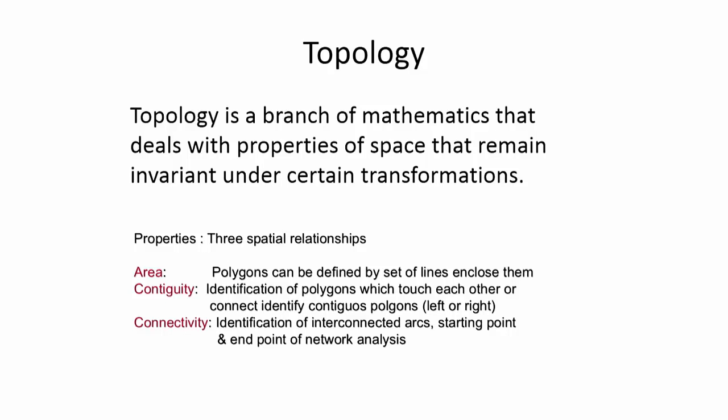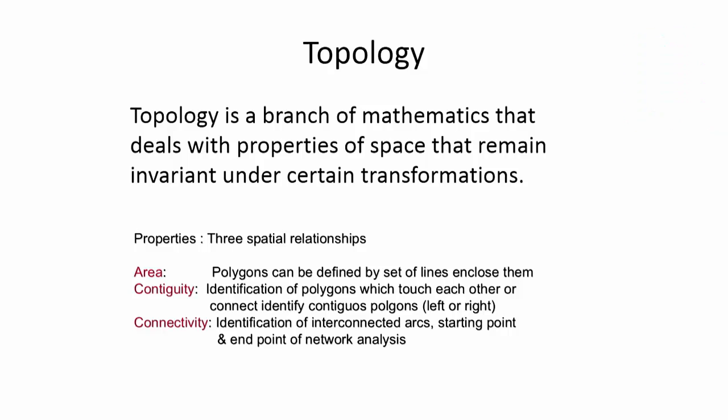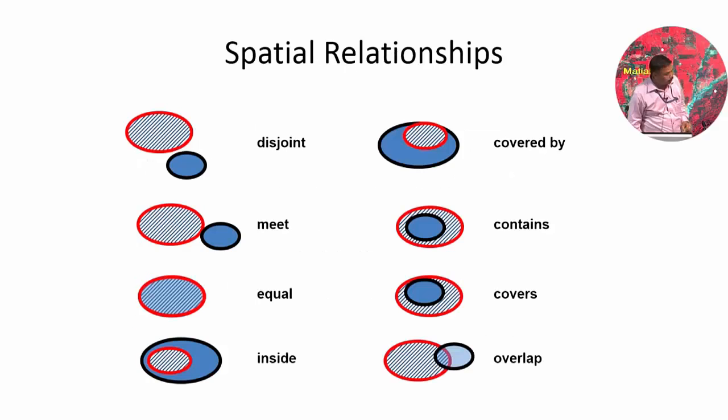But if you do any type of rubber sheeting, it will never change. The contiguity means your neighbors will remain the same, your spatial relationship will be the same, the starting node and ending node will be the same. Area may change, but you will have the area. So topological relationships are quite important.